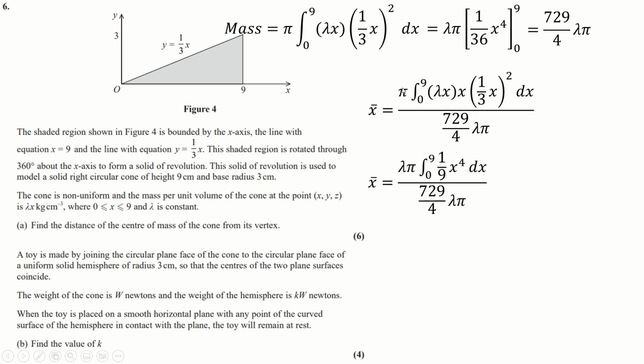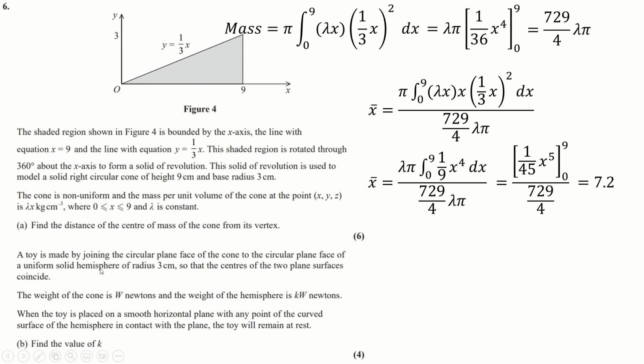I can bring out the lambda and the pi, which then cancel with this 2 lambda and pi. We can integrate that, of course. There's lots of numbers that you can type in and have fun with, but you end up with that eventually. And that's the distance from here to the center of mass in this direction.